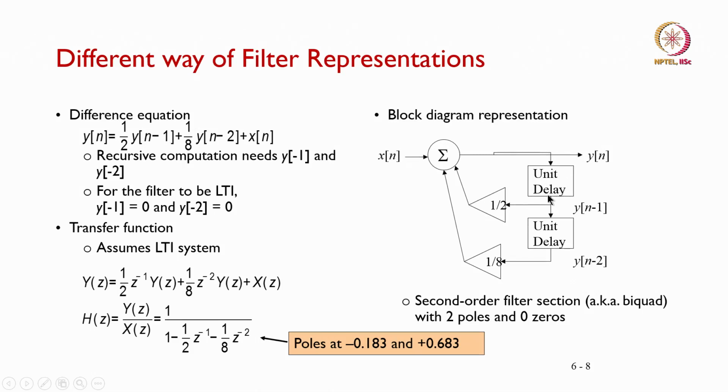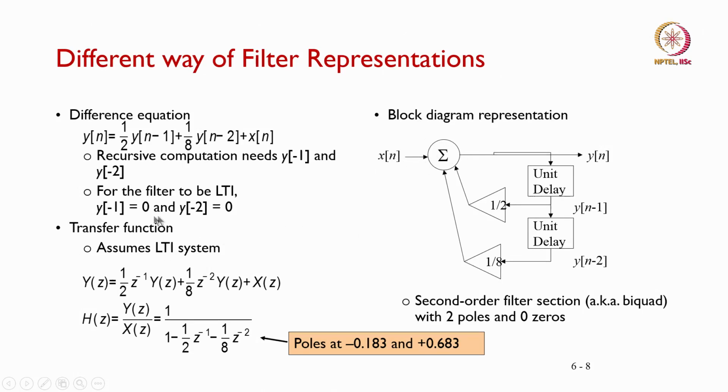With the delay we generate y of n minus 1, which is multiplied by half, and then another unit delay gives us y of n minus 2, which is multiplied by the weight 1 by 8. All three are summed up and then we take y of n as the output.